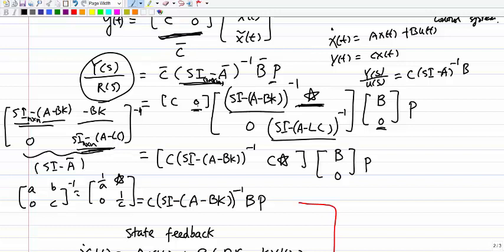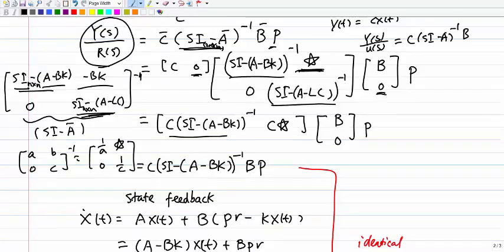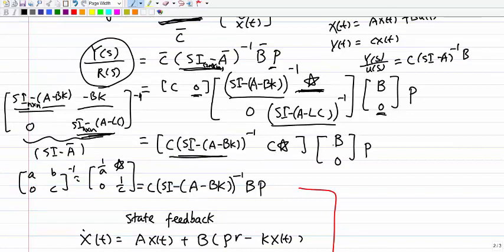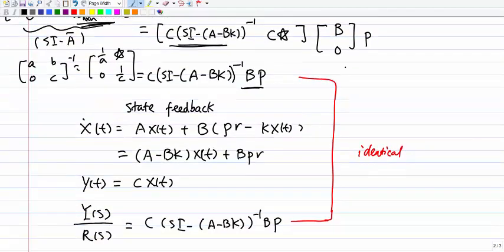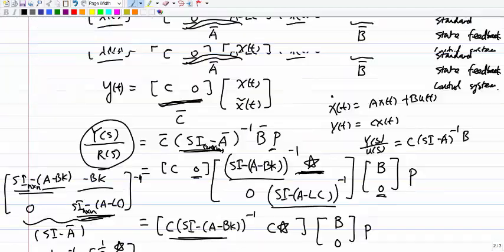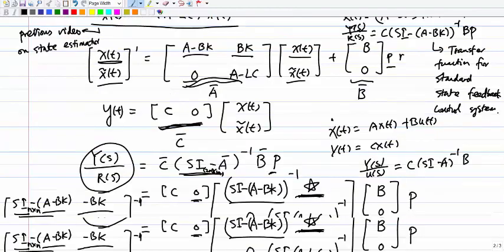If you do the product of the first two, you get C times this guy plus 0 times 0, so it's just C times this guy. The second is C times this guy plus 0 times C times this star, whatever it is, times B 0, and of course times P. And if you do this guy times this guy plus this guy times this, which is 0, it cancels. It's just C times SI minus A minus BK inverse times BP. So this is the same as my standard state feedback, which I already derived. Here I rewrite it again.